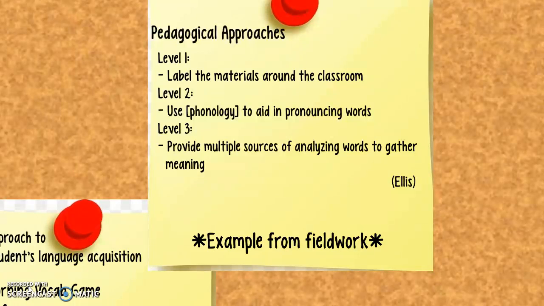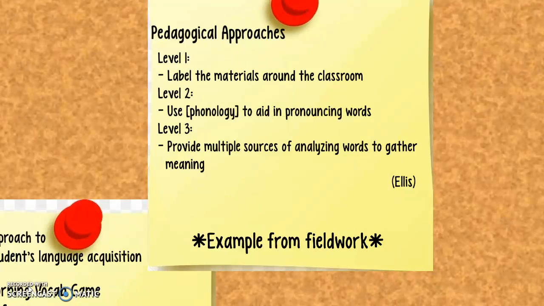There are many pedagogical approaches depending on how deep a teacher is willing and able to delve into the concept. These concepts are not necessarily for a 5th grade level, but can be applied in many grade levels. A level 1 approach would be to label the materials around the classroom so students are exposed to the spelling of everyday words that they use. Level 2 would be to use the phonetic spelling in the labels to aid in the understanding of pronunciation. Lastly, a level 3 approach would be to provide multiple sources of analyzing words to gather meaning.